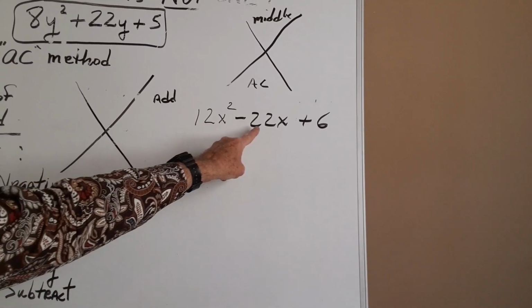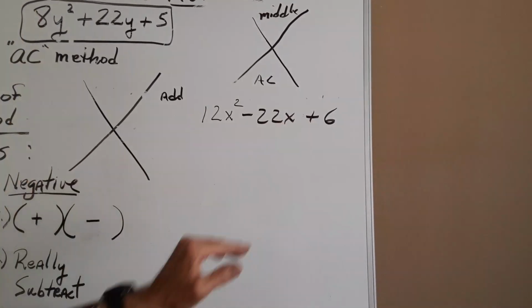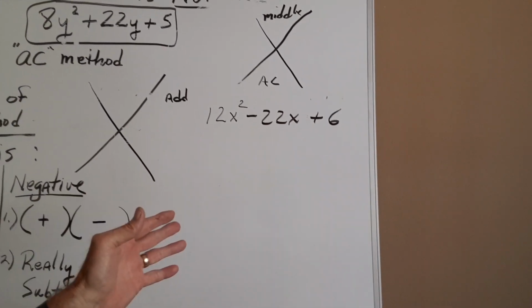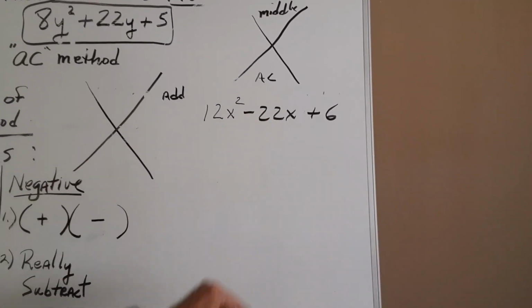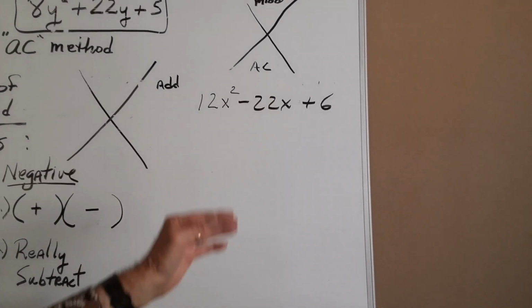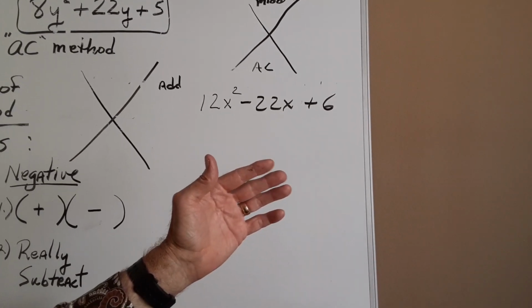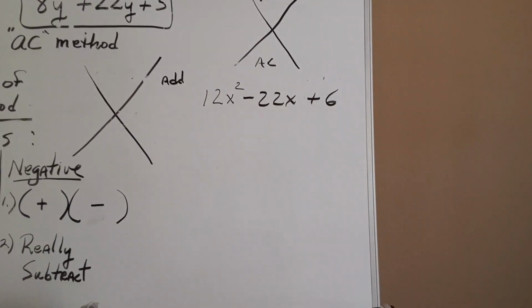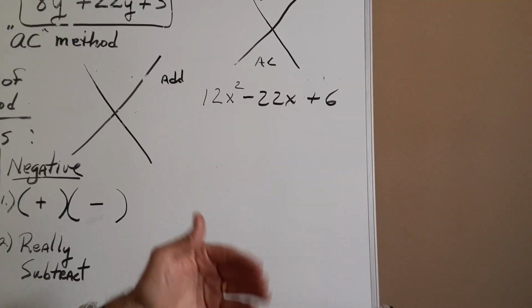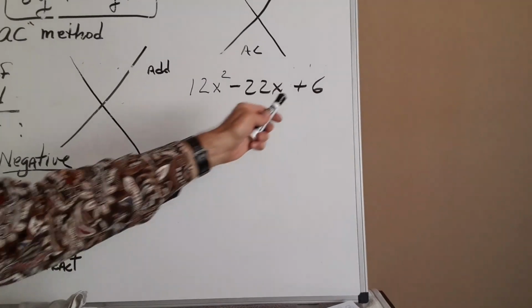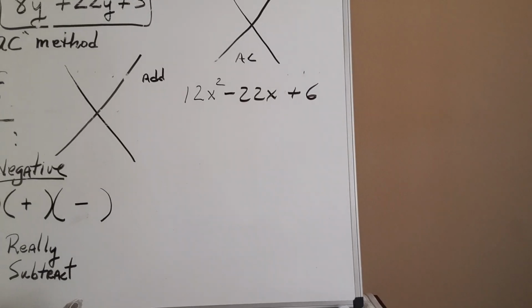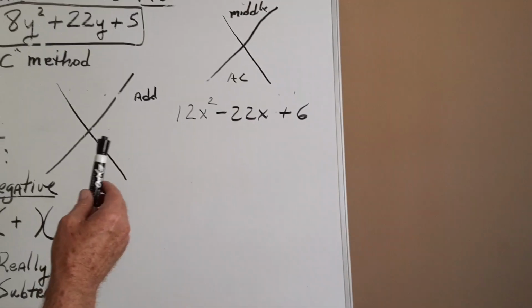12, 22, 6. They're all even. Let's check the 6. 6 doesn't go into 22. So we have to search for a factor of 6 that is smaller than 6. There's 3 and 2. 3 doesn't go into 22, but 2 does. 2 goes into all of them. Now here is what we want to do.